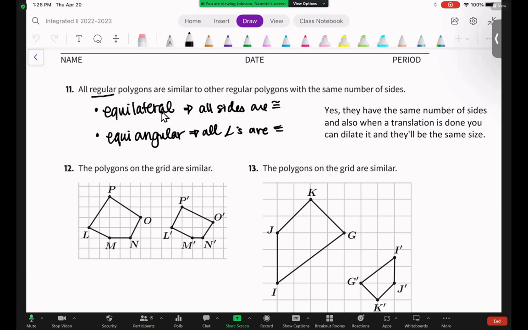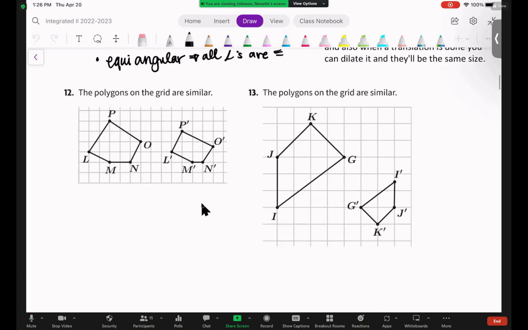And then because the sides are all the same, they're going to be in that same proportion all the way through, right? Okay, very good. You're going to do, in your groups, numbers 12 and 11. What did I say? 12 and 13.